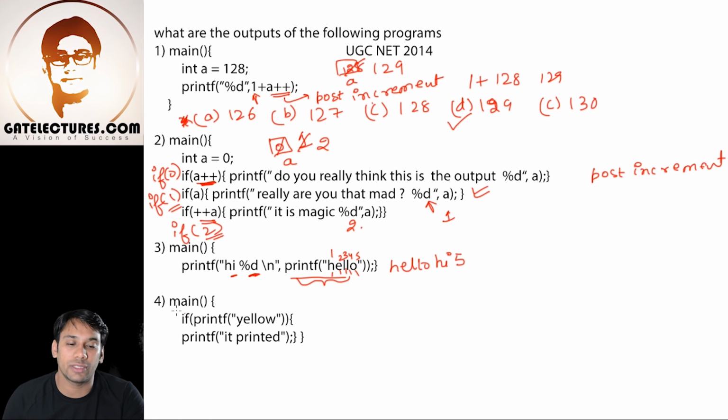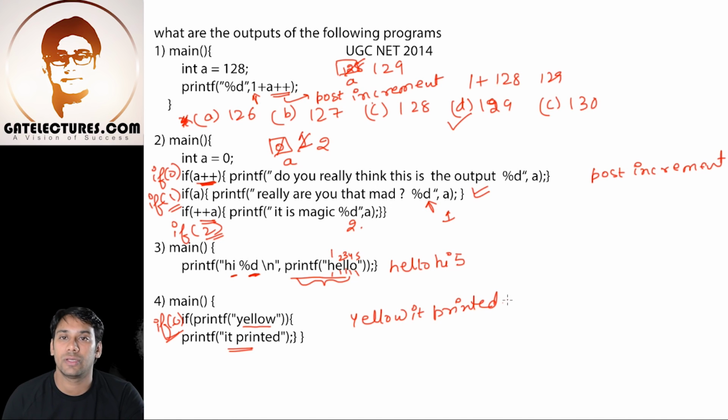Okay, so in the next statement I have if printf yellow. First of all it is going to print yellow. The value which will be returned by this printf statement will be 1, 2, 3, 4, 5, 6, so the value returned will be 6. That means it becomes if 6, and if 6 means it is true, so therefore it is going to print this statement. Therefore the output will be yellow, it printed. Okay, now let us see some more programs.